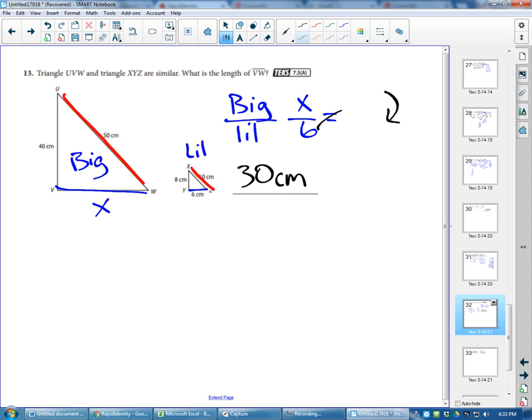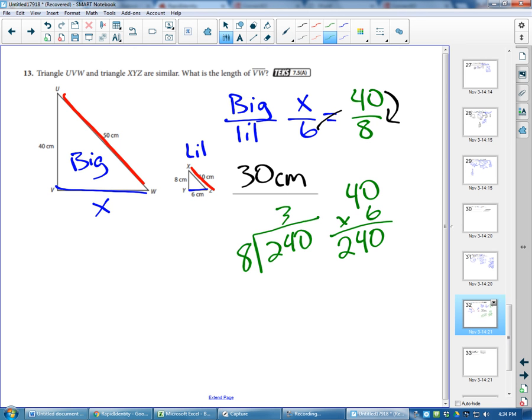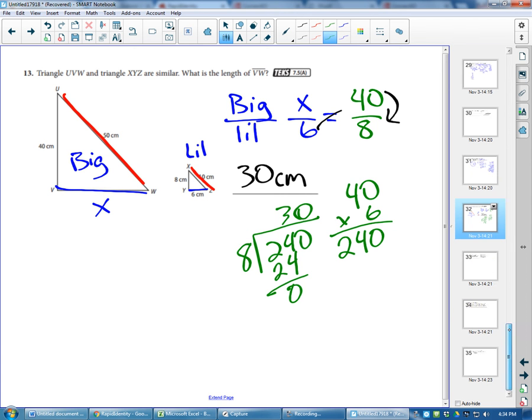So 40 over 8, right? So 6 times 40 is 240, divided by 8. So that's 30, with nothing left over. It's the same, which is why it doesn't matter which one you pick. The only one you have to include is the one with the missing side. Oh. Okay.